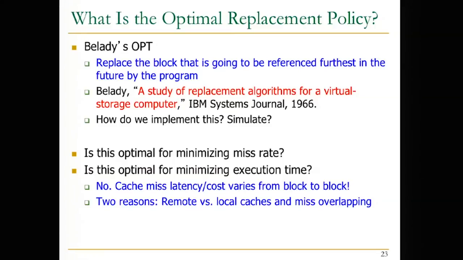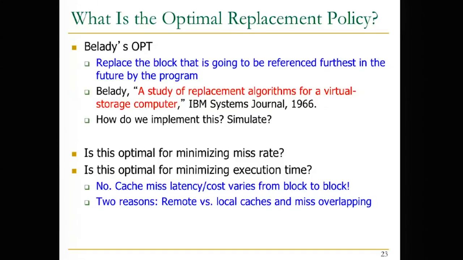It depends on where the block is. It can be in your next level of cache. It can be in some other cache later in the cache hierarchy. It can be in some other processor's cache. And also, we will see that some misses are overlapped. So if you get a cache miss, that miss may be the only miss that's outstanding.